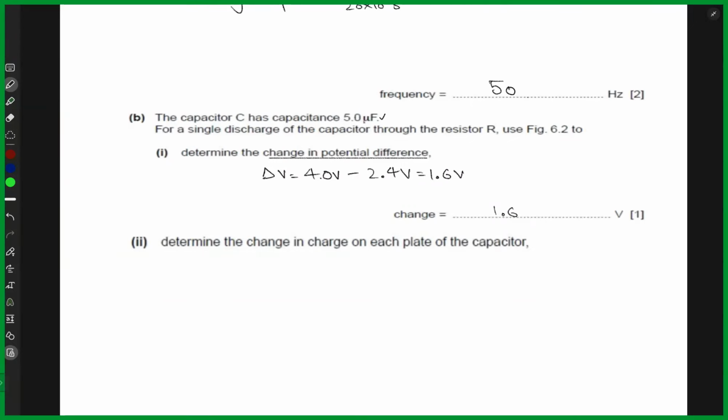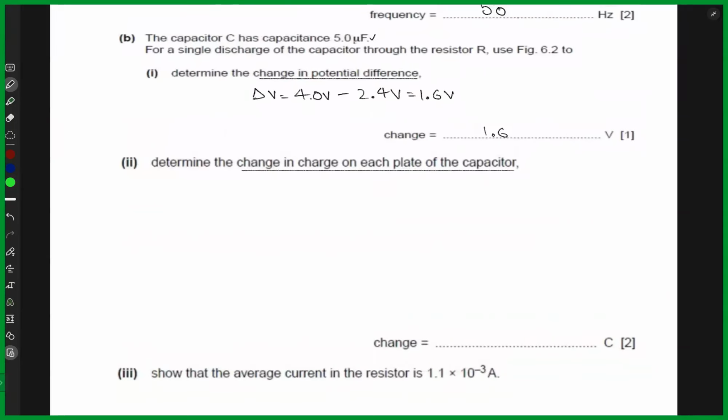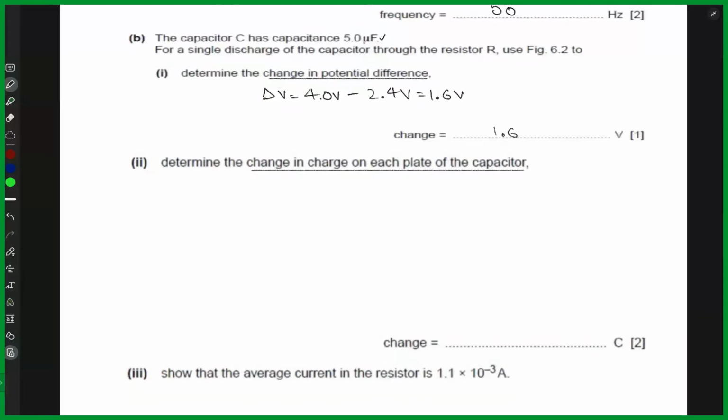Okay, perfect. Now, next, determine the change in charge on each plate of the capacitor. How can I determine this charge, the change in charge on the plate of the capacitor? Let's see, what do we have? We have the capacitance. We also have a change in potential difference. So if they're requiring the change in charge, I know charge is given by the capacitance equation, Q equals CV.